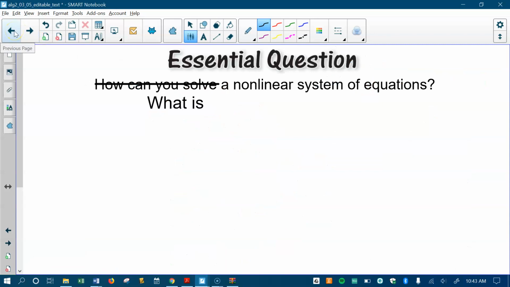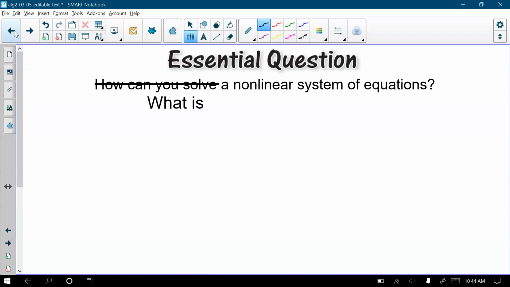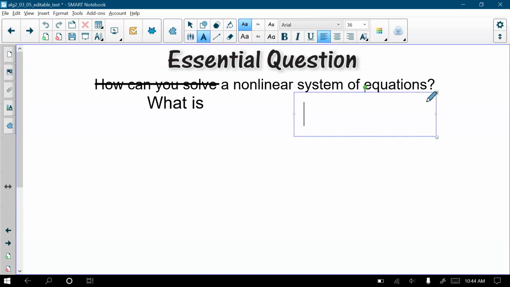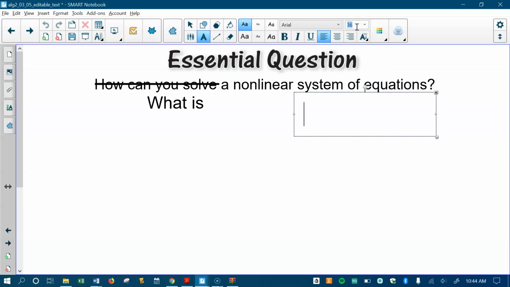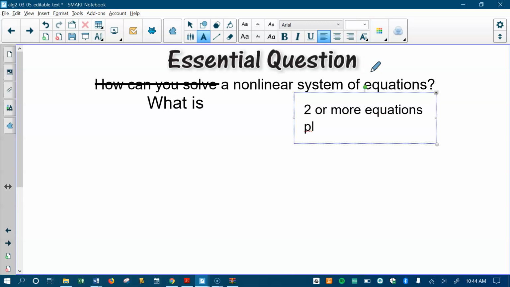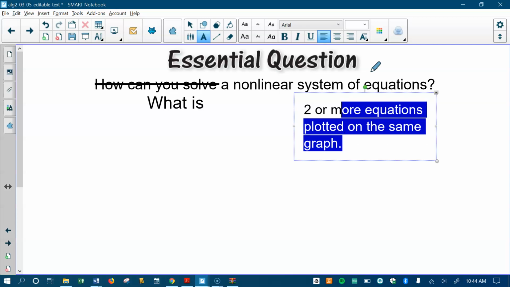What is a nonlinear system of equations? Okay, so a system of equations, as I said before, is going to be two or more equations plotted on the same graph. That's what a system of equations is.